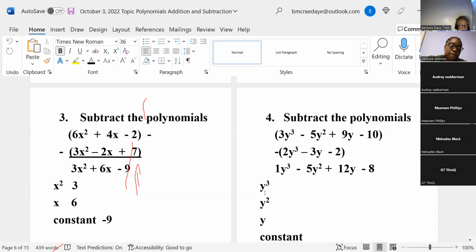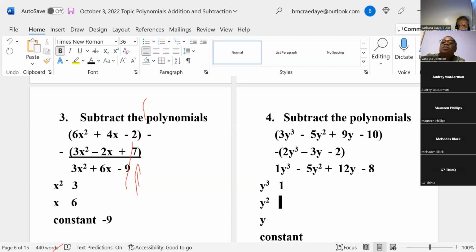So the coefficient of the y to the third is what, Maureen? The coefficient of y to the third power is 1. Okay. What about the y to the second power? What's the coefficient of the y squared? 5y.